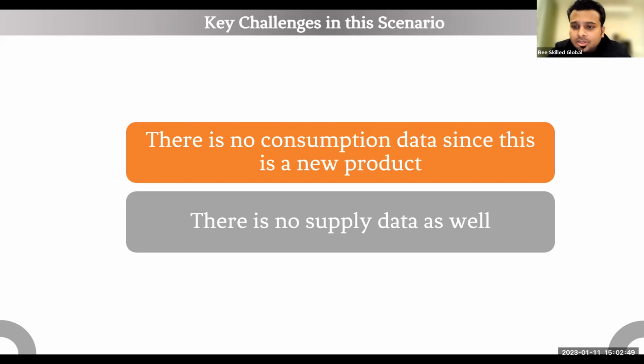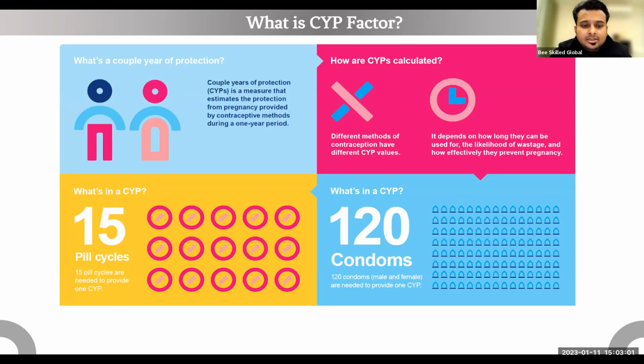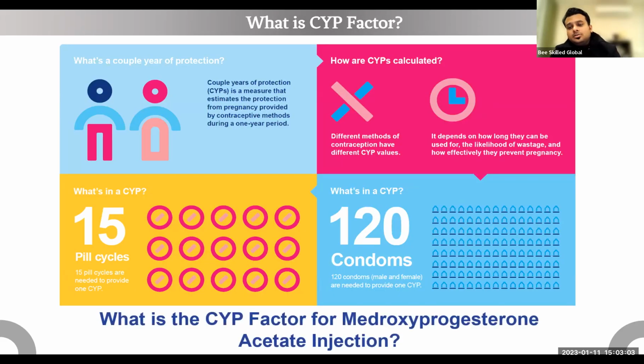Now, very quickly, if you have any questions, if you have done something like this, I see something in chat. Okay, CYP. Like I said, CYP is couple years of protection. On this slide again, CYP is very specifically for family planning. It is not used in any other program. So don't use CYP for an HIV/AIDS program. It won't work. There is no measure called CYP there.